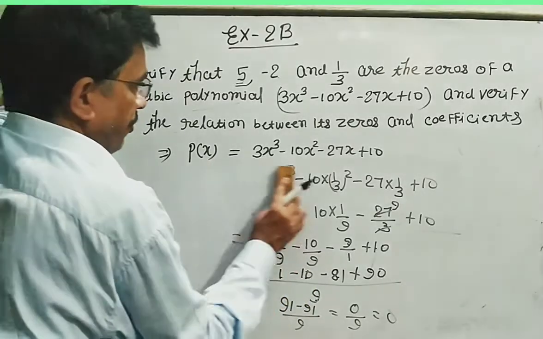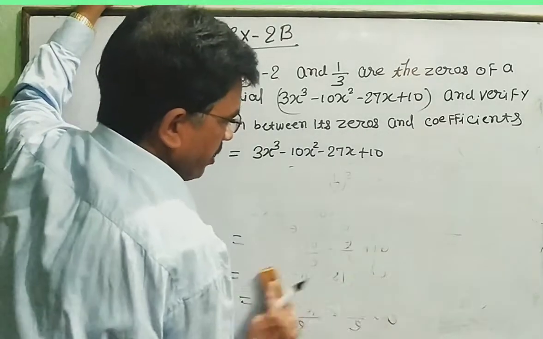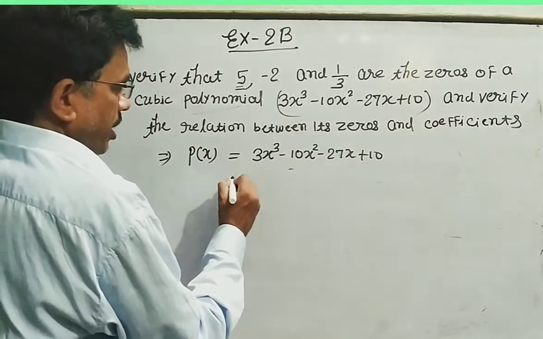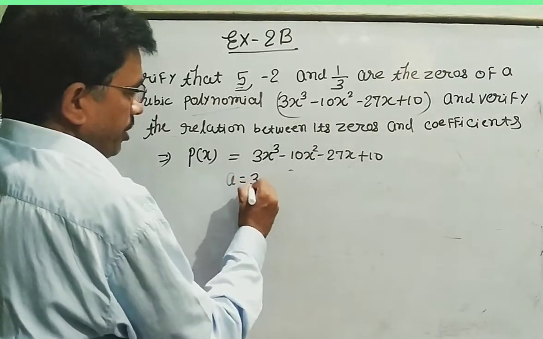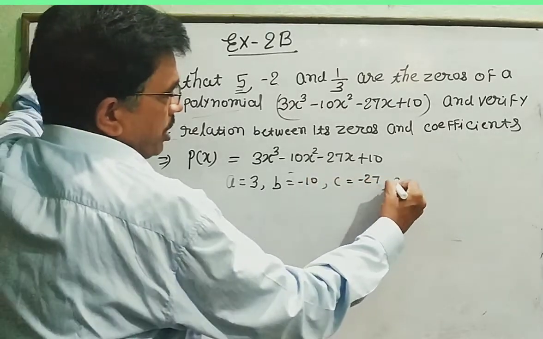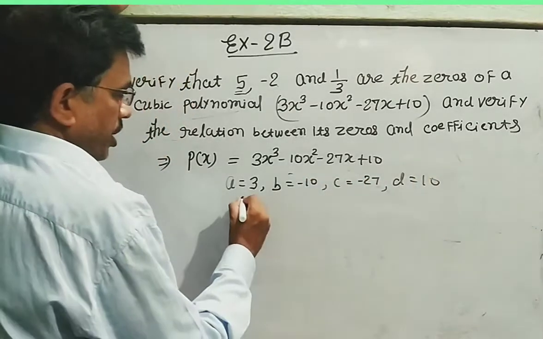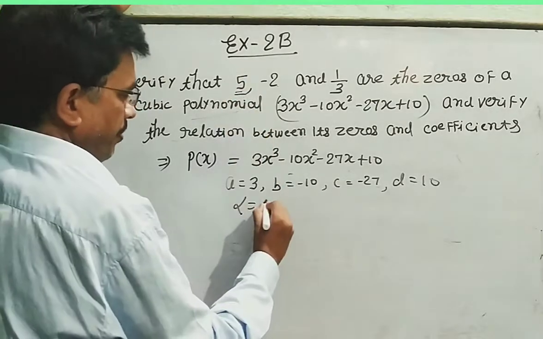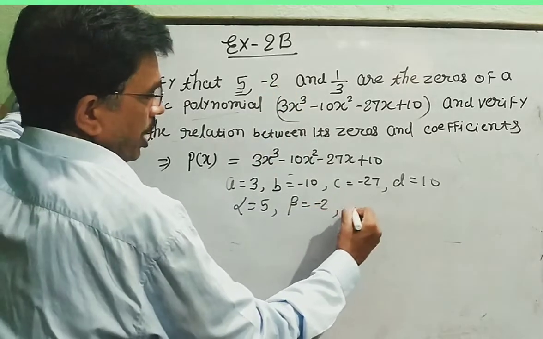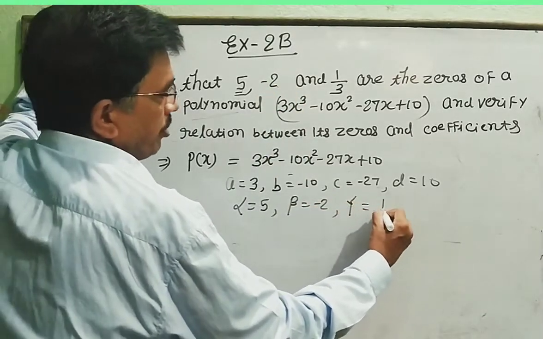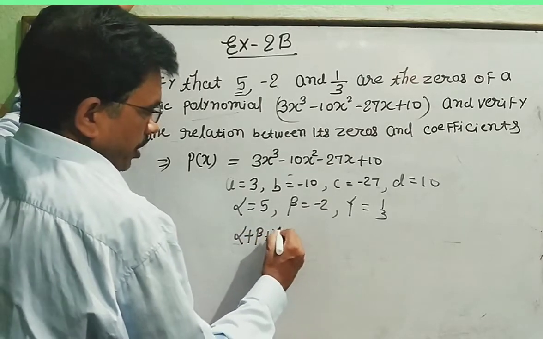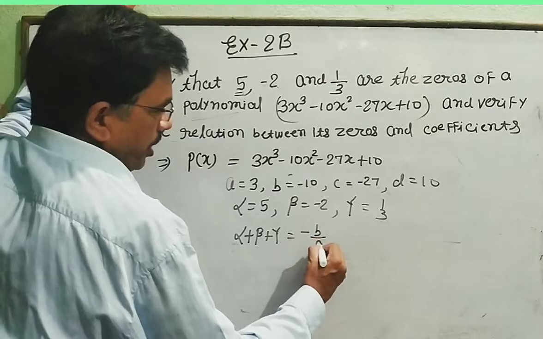Now you write the relationship between the zeros and coefficients. Here in the coefficient equation, a is equal to 3, b is equal to minus 10, c is equal to minus 27, and d is equal to 10. The zeros are alpha, that is 5, second zero beta, that is minus 2, and third zero gamma, that is 1 by 3. The first relation is alpha plus beta plus gamma is equal to minus b by a.